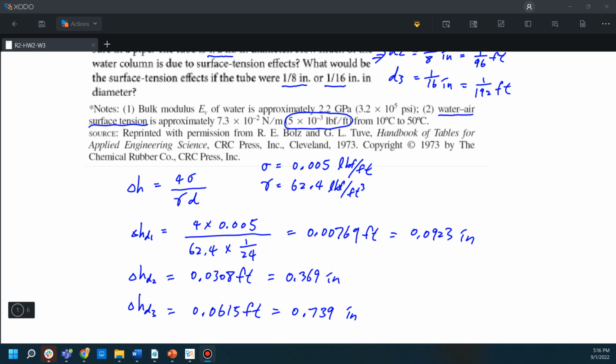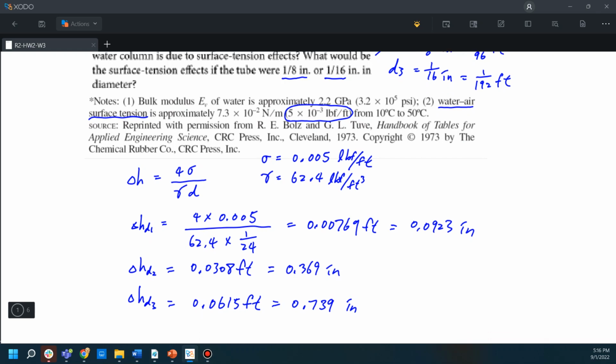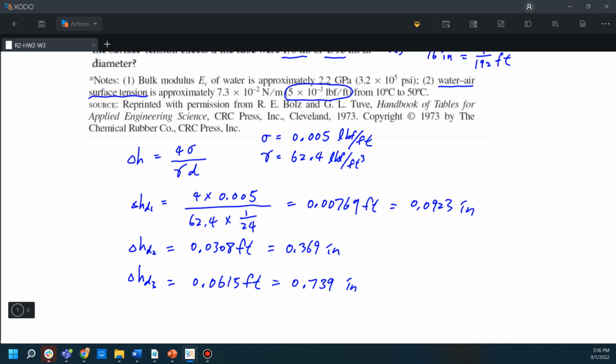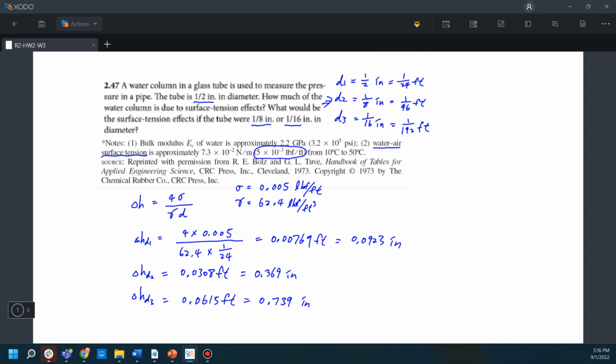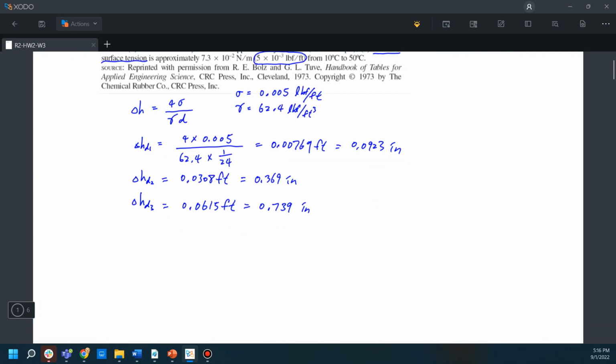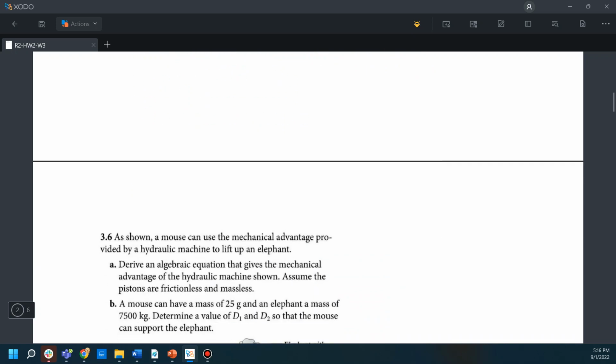So as you can observe here, as the diameter of the tube gets smaller, the height brought about by the surface tension will be higher. Okay, so that is for problem 1. Let's move to the next problem.